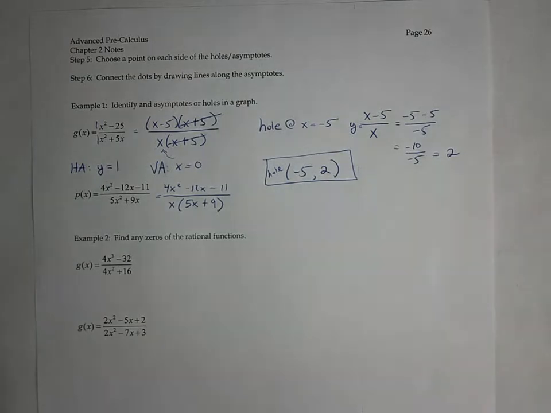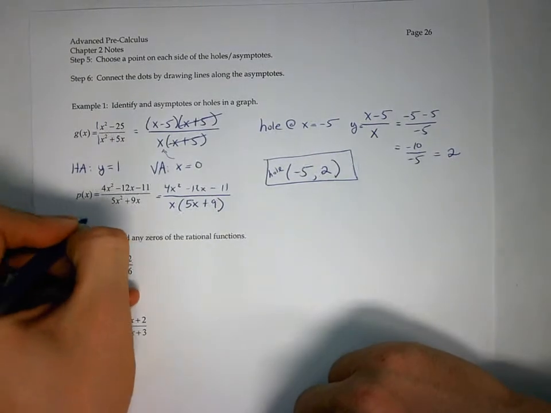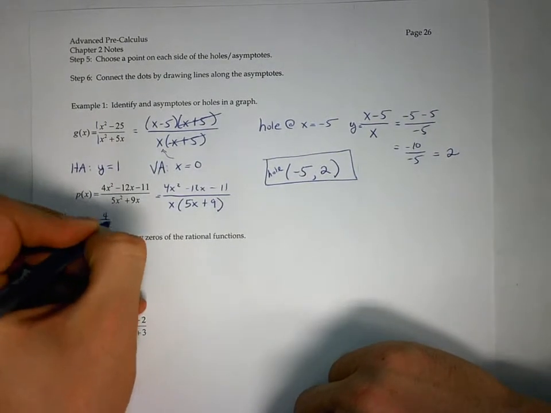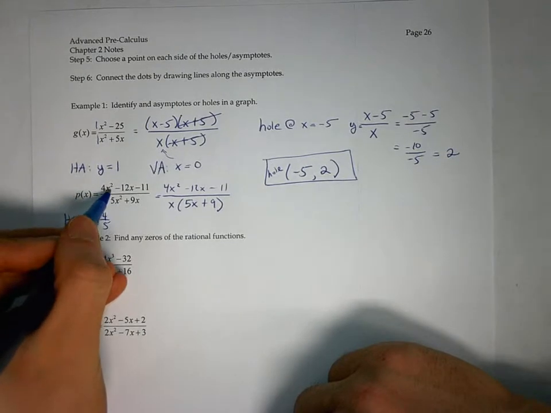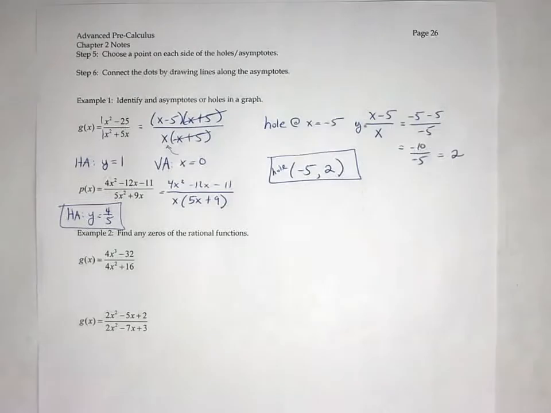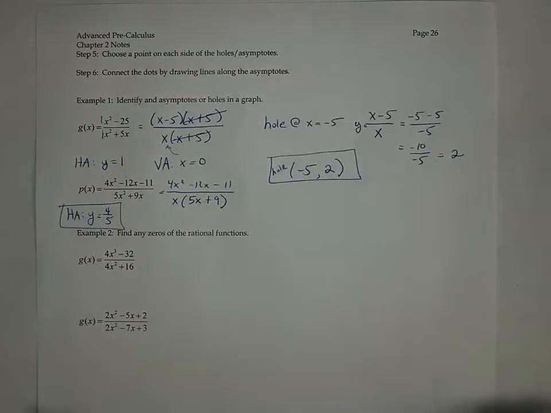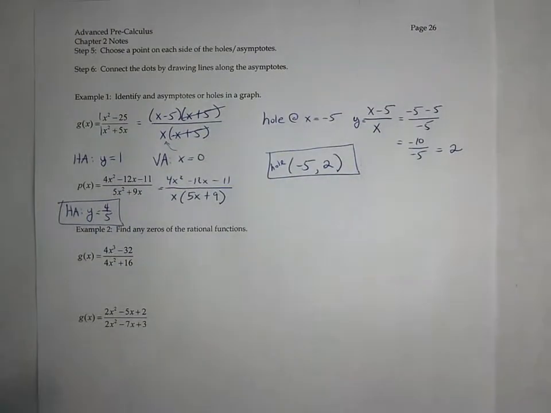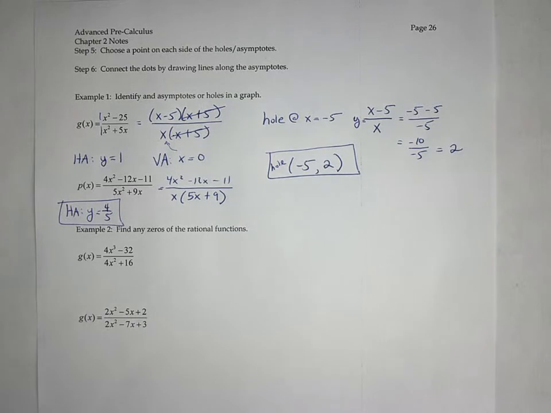So if I look back at my original, I'm going to have a horizontal asymptote at y is equal to 4/5, because once again my degrees are the same, so I take the ratio of the numbers in front. So horizontal asymptote is equal to 4/5. I then can find either my vertical asymptotes and my holes. And the way I do that is I look at my denominator and set those pieces equal to 0.